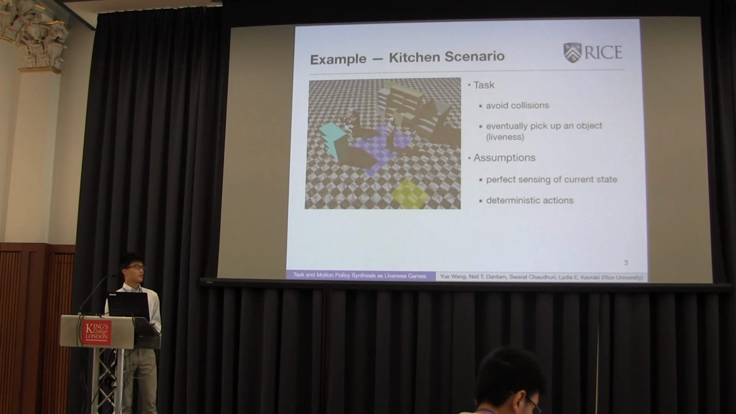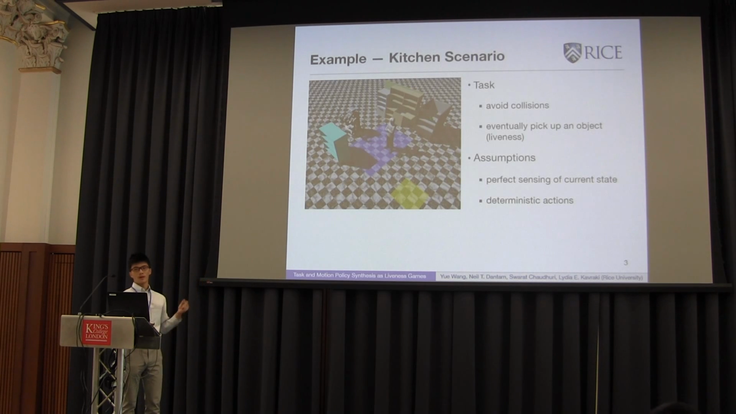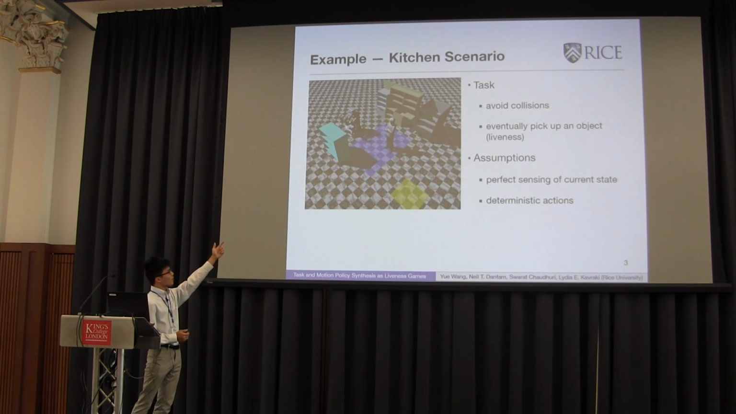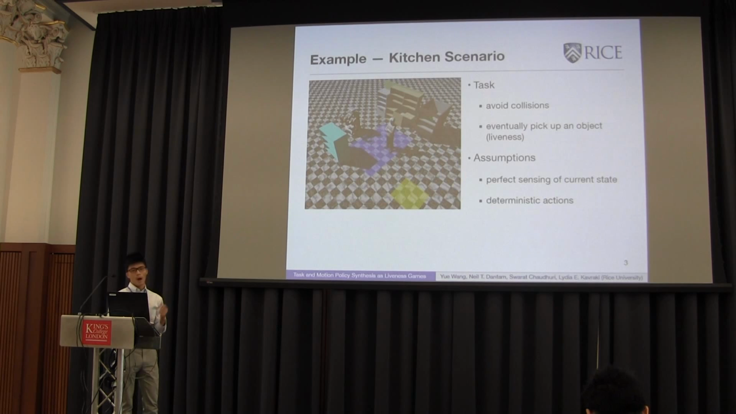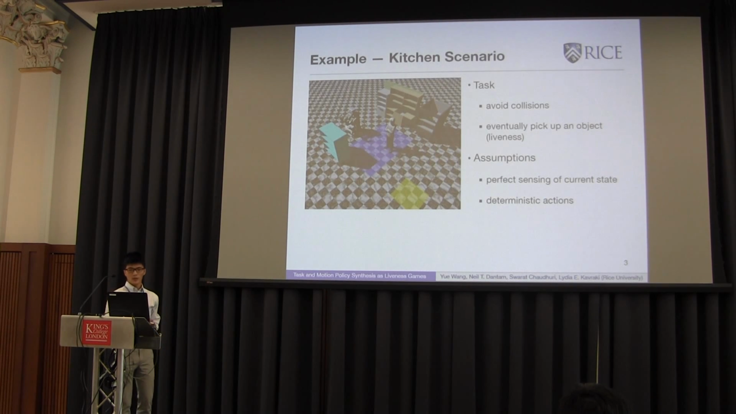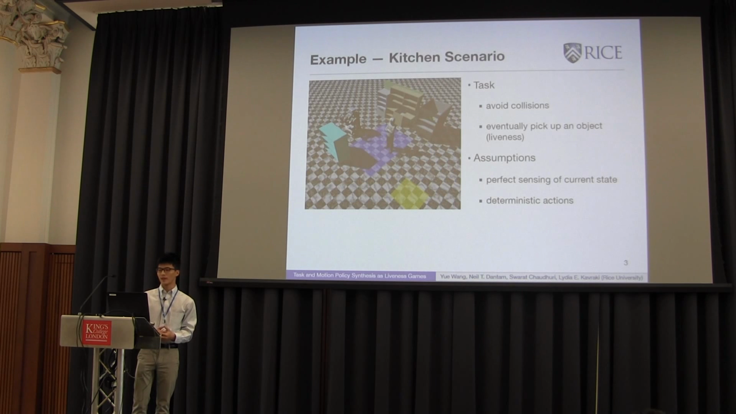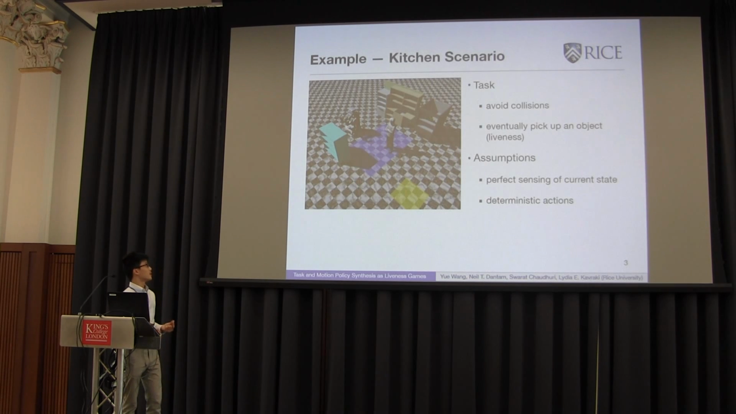To better understand the challenge, let's look at an example. This picture shows a simple kitchen environment. There's a person moving within the blue region, and the task for a robot is to eventually pick up an object from the storage while avoiding collisions with the person. To be clear, we assume the robot has perfect sensing, and all robot actions are deterministic. We only consider the non-deterministic behavior of the uncontrolled agents, such as the person in this environment.